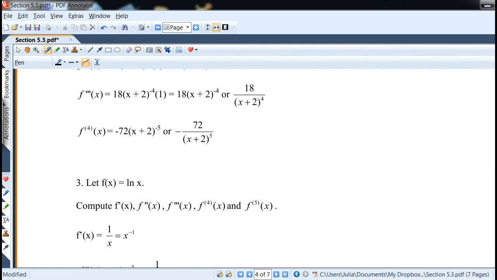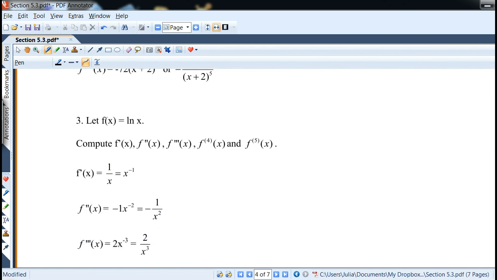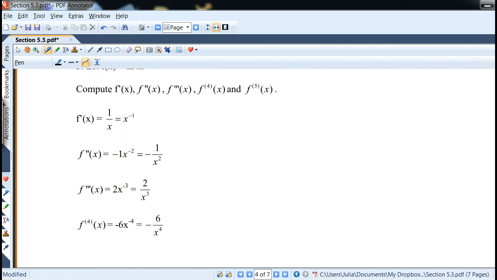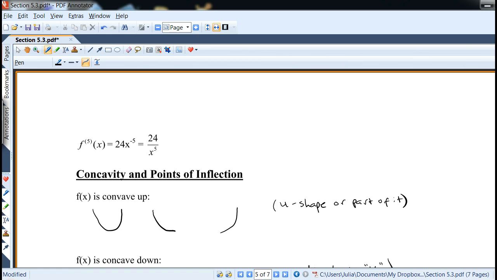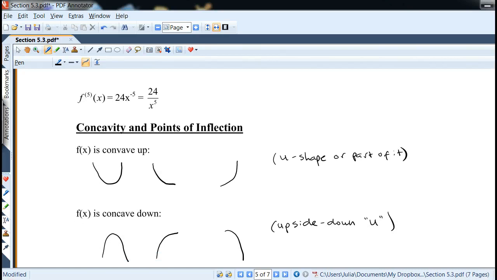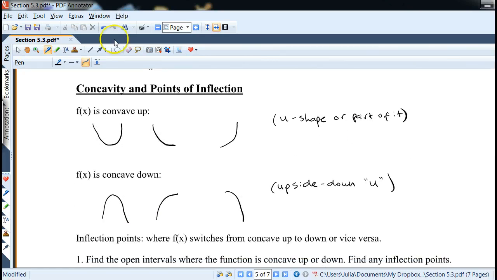And the same thing we can do with ln of x. Now notice we keep rewriting it as negative exponent, and you can keep finding derivatives like that. Okay, now what can we do with a second derivative? One of the useful ways to use second derivative is to find out concavity, which determines the shape of the graph. That's really useful in the next section when we start talking about graphing.